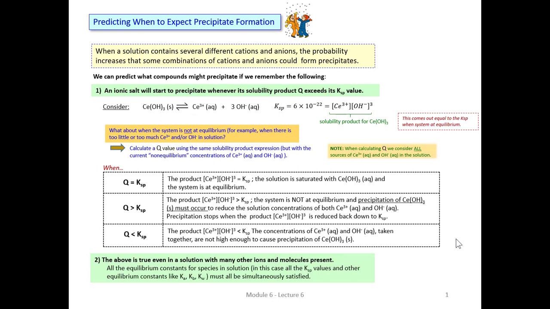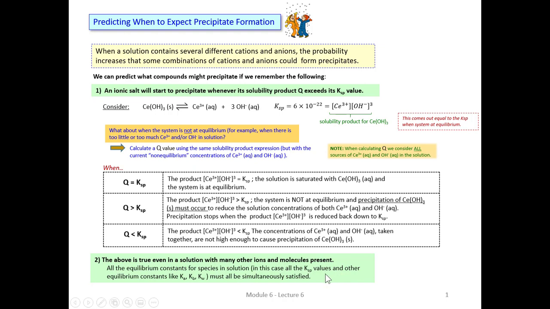Now, the second thing you need to remember is what I noted up here, and that is that the above statements are true even in a solution with many other ions and molecules present. So if there are other things besides cerium hydroxide directly that are contributing to the cerium 3 plus or hydroxide ion concentration, you need to consider them when you're calculating the solubility product. But this statement actually expands on this a little bit and says, look, there may be many other things going on in solution besides cerium hydroxide trying to decide whether or not it's going to precipitate. Keep in mind that all those other situations also have to be satisfied.